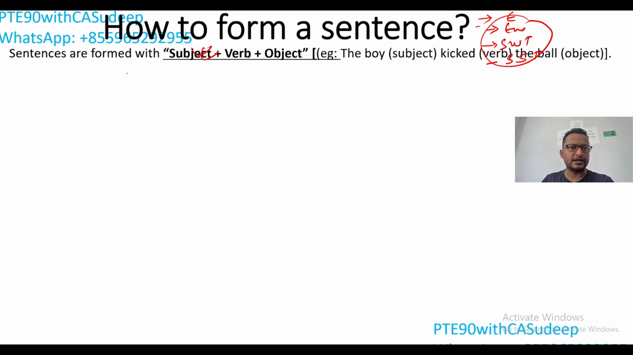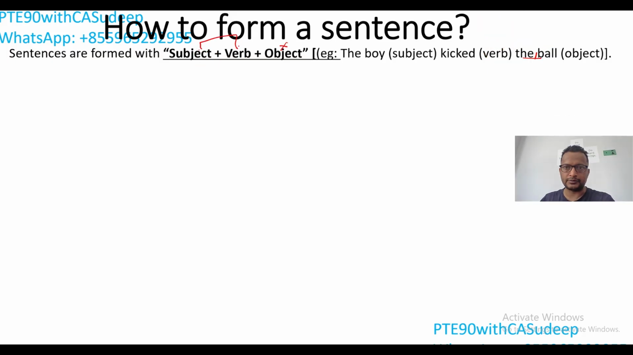Generally, a sentence in the English language is formed with subject, verb, and object. So there should be subject, verb, and object. For example, "the boy kicked the ball." The boy is the subject, kicked is the verb, the ball is the object. Even if you don't want to put the object, if you remove the ball and say "the boy kicked," this is also a correct sentence. At least there should be a subject and a verb.